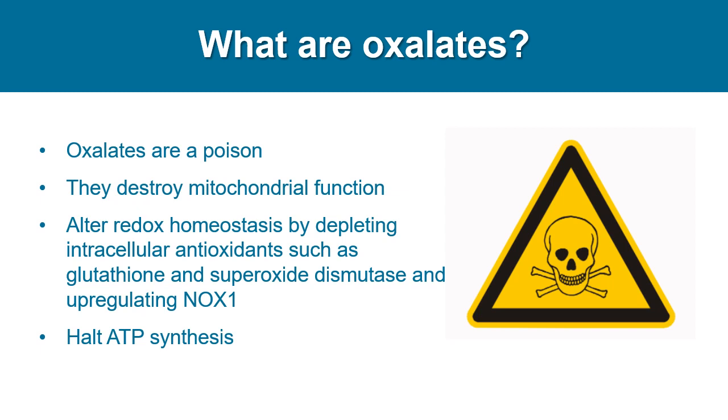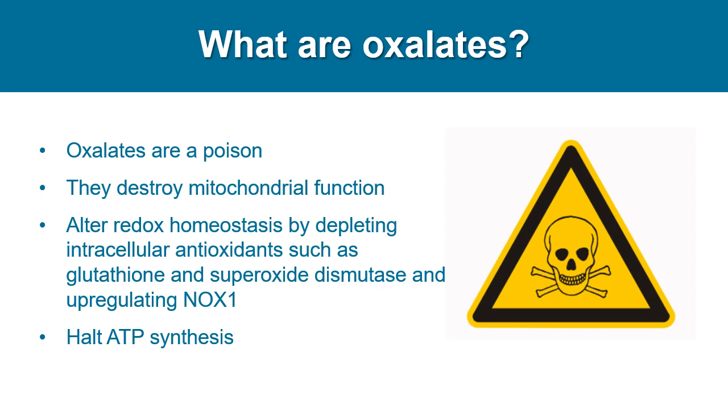One of the main ways is that they destroy mitochondrial function through several different mechanisms, and they can halt ATP synthesis and shred intracellular organelles, including the mitochondria, and they alter our redox homeostasis. And these include various mechanisms, including the depletion of glutathione, the depletion of superoxide dismutase, and the depletion of NADPH oxidase, which we need to reduce glutathione from its oxidized to its reduced state. And this happens through the upregulation of a pathway called NOX1, or NADPH oxidase 1.